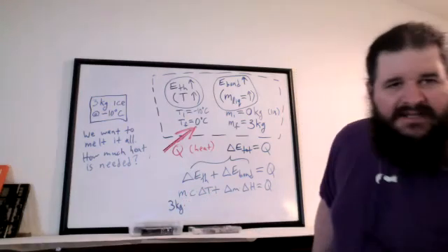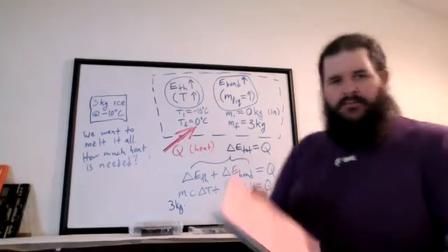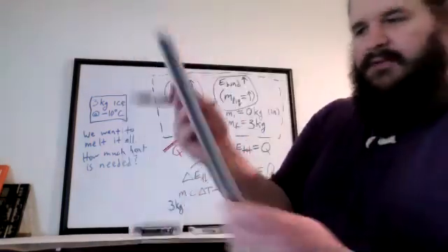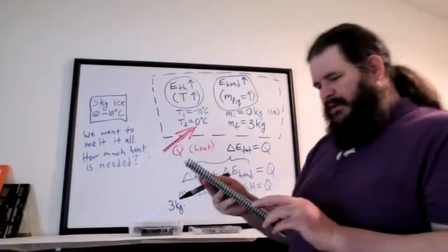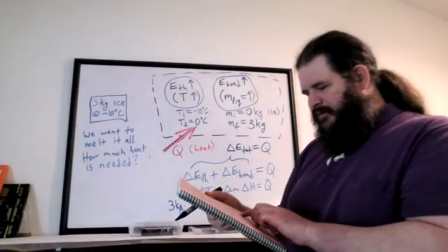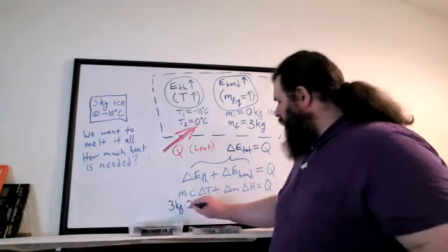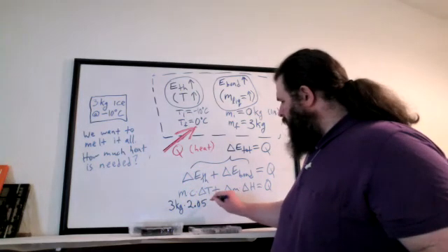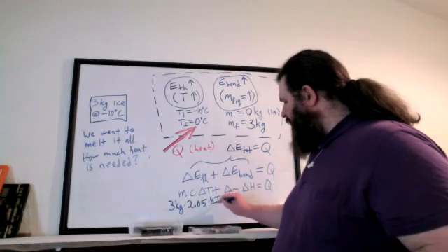And then the specific heat of ice, we look up on a data table. So I've got a data table here. I'm just going to look up the specific heat of ice. And I want kilojoules per kilogram Kelvin. That's 2.05 kilojoules per kilogram Kelvin.